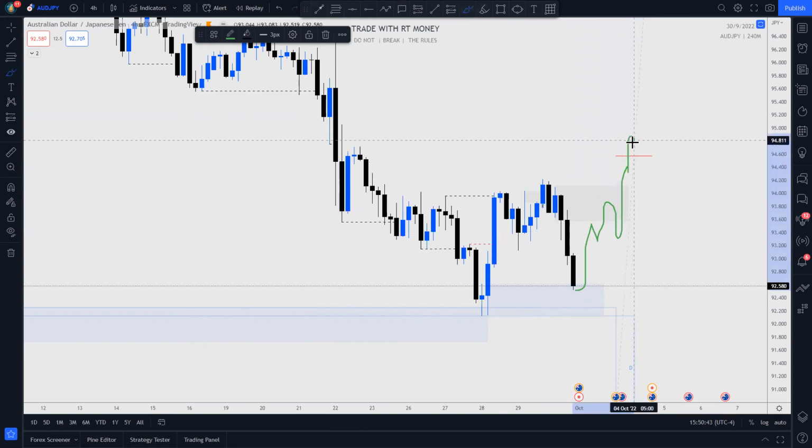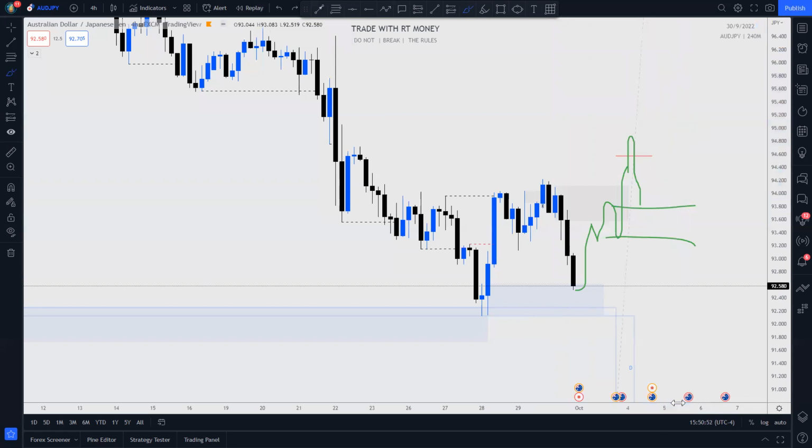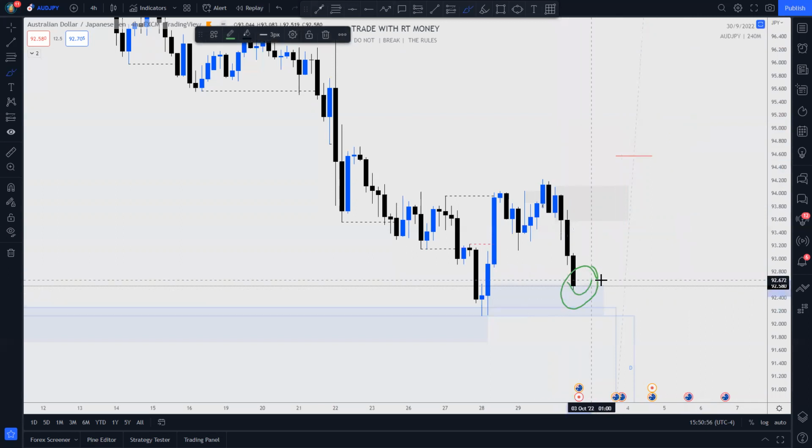If it breaks through, when price comes back to the demand zone that is left behind, this is going to be a high probability trade to the upside. A high probability trade to the upside. I hope you heard me. So we're looking for that bullish price action here, and for now, this would be my TP.